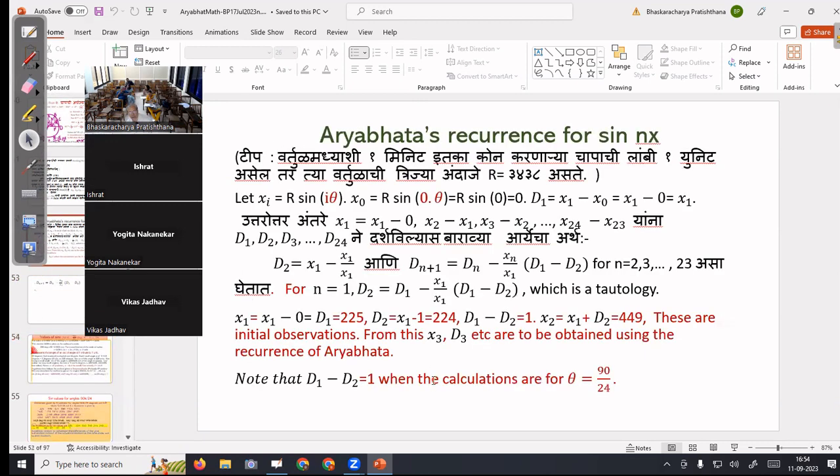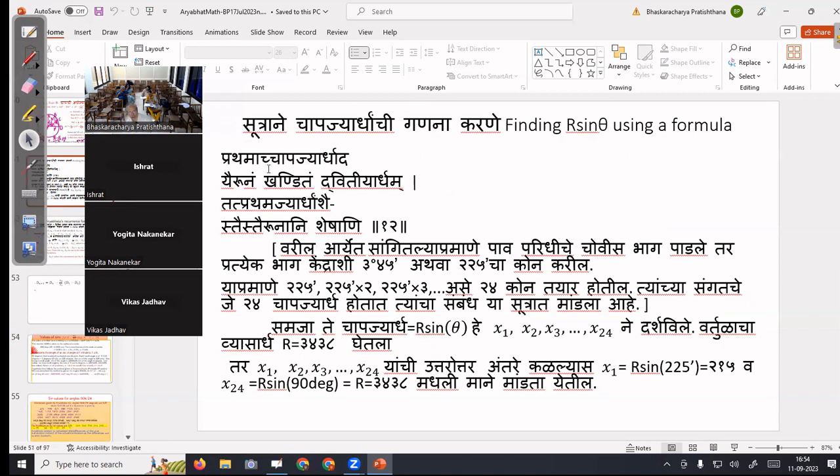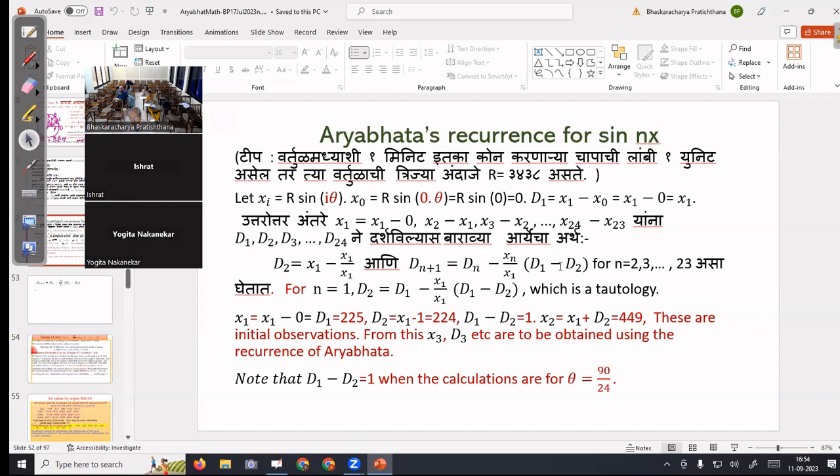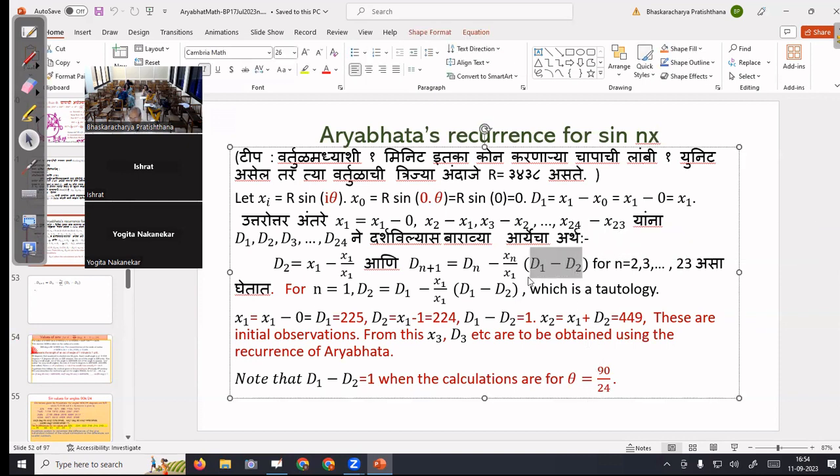Only thing is, I have not explained the meaning of this as per Aryabhata, but it is roughly like this. In this formula, d1 minus d2, that is 1 for 24, and Aryabhata writes only that formula. So d2 is equal to d1 minus x1 upon x1 into 1, and in general, d(n+1) is equal to dn minus xn upon 225. x1 is 225, and this is forgotten. This is 1 only. So the formula becomes only this: you have a new value of this xn, and using that, you can find out x(n+1) from this formula.